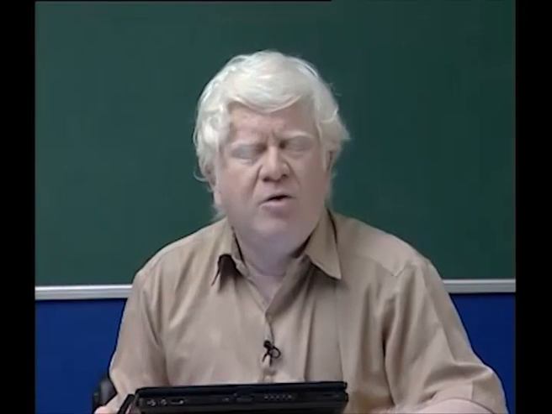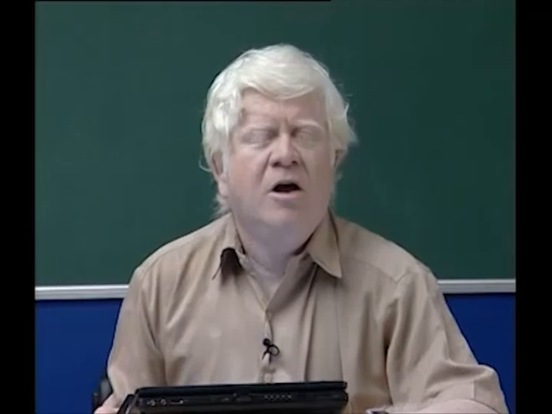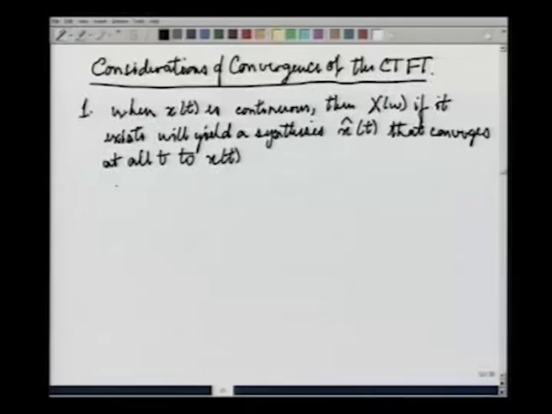Now, here also we can speak of what we can call a truncated representation. What do we mean by a truncated representation here? Suppose x(t) has a Fourier transform X(omega).